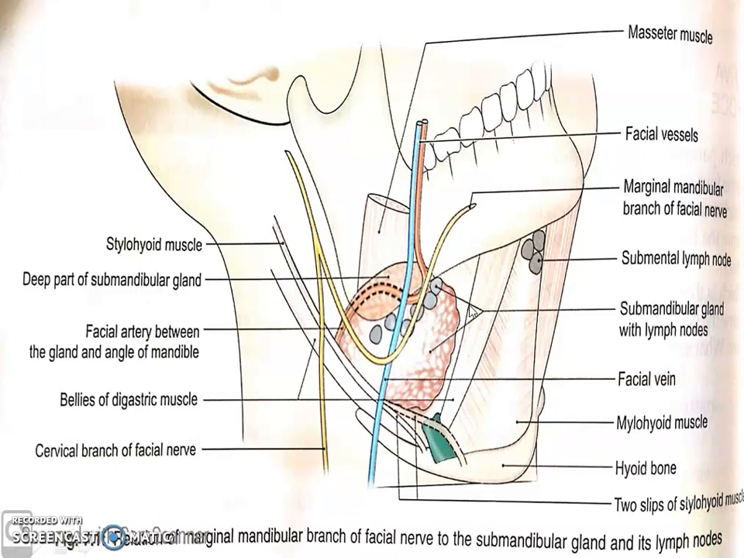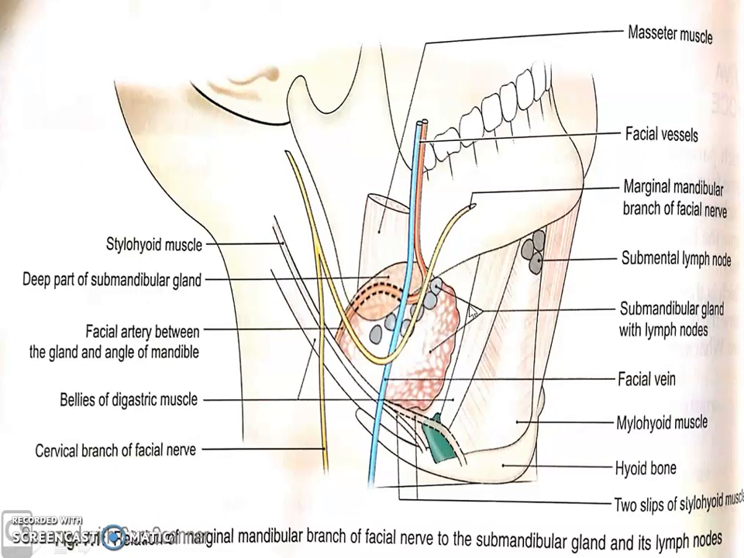This chorda tympani is a branch of the facial nerve which carries the taste sensation from the anterior two-third part of the tongue, except from the circumvallate papillae. The taste from the circumvallate papillae is carried by the glossopharyngeal nerve.